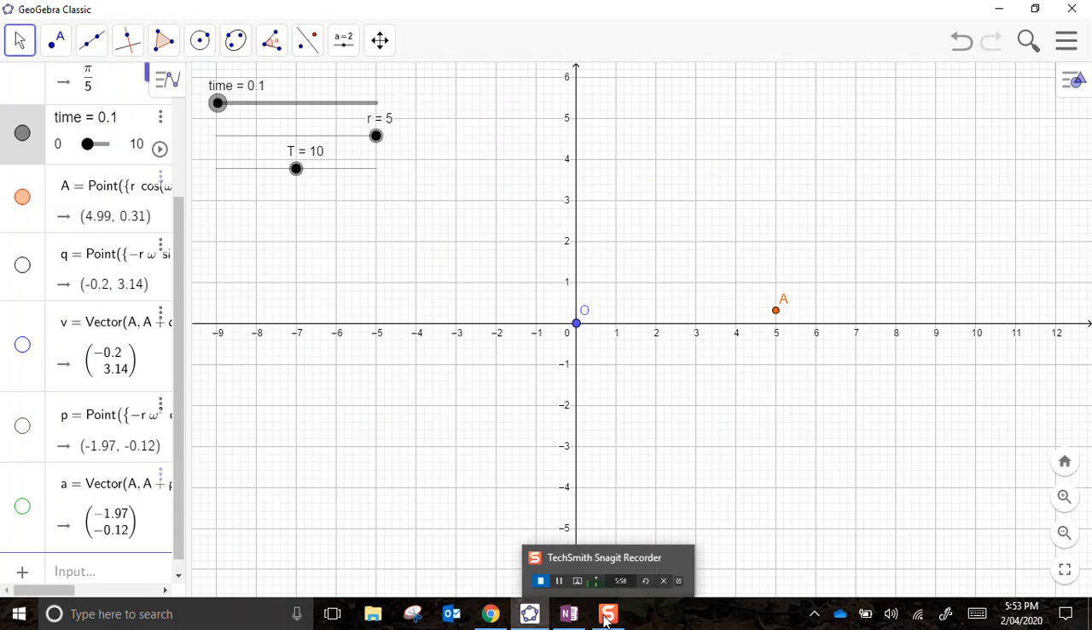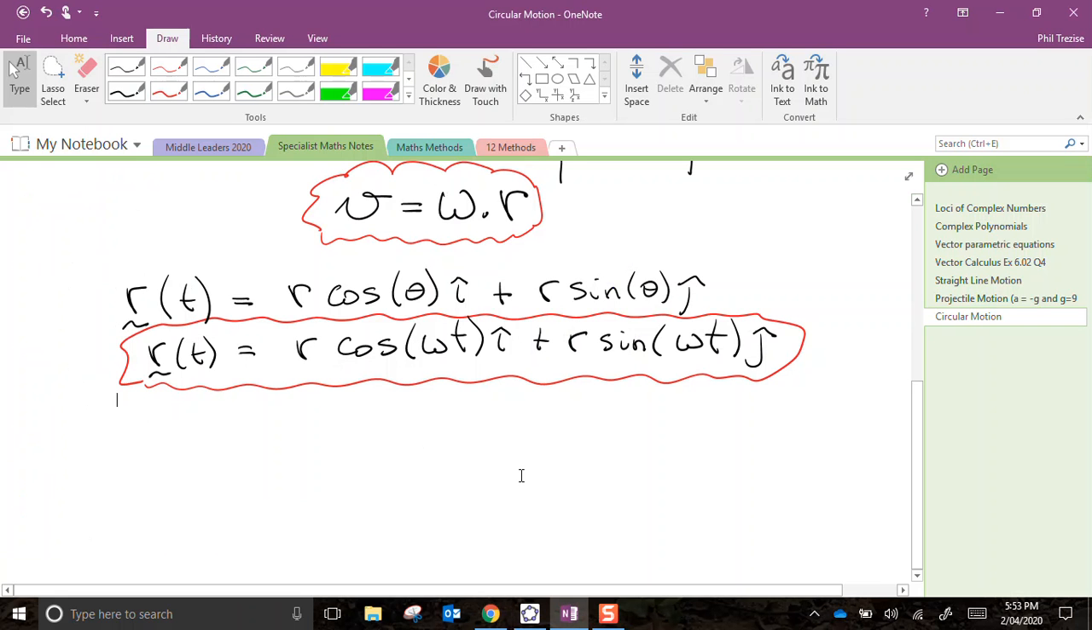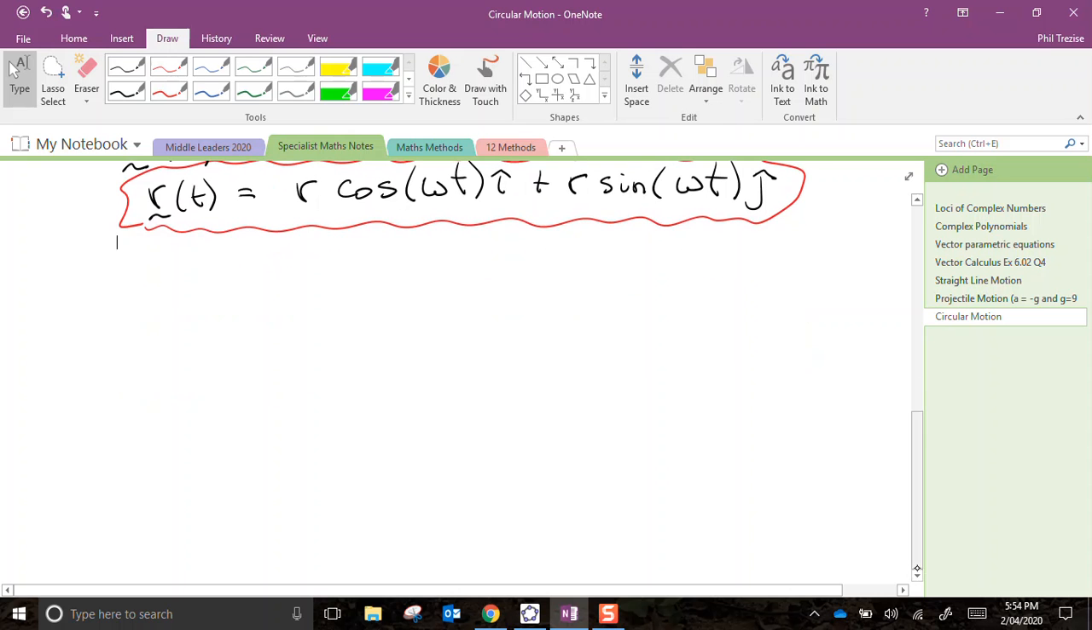And we'll go back to, where are we going back to? We're going back to OneNote. So that's our position vector. Now let's do something a little bit calculus-y. Let's think about the velocity of the particle at any time t. We know that that is the time derivative of the position. So we'll take a derivative of the formula we have there.